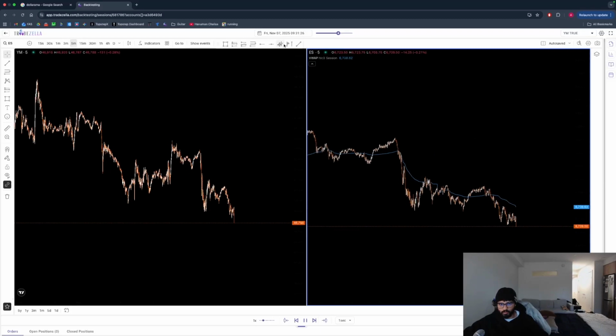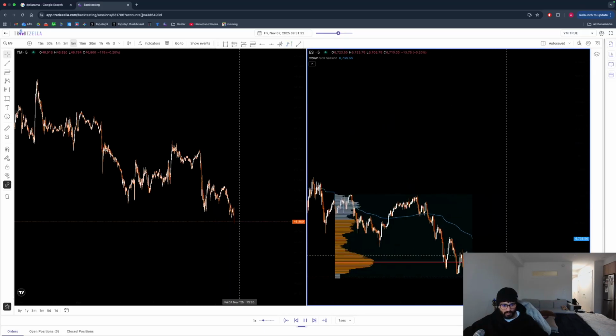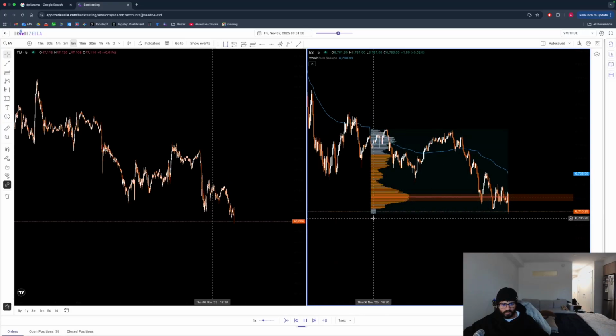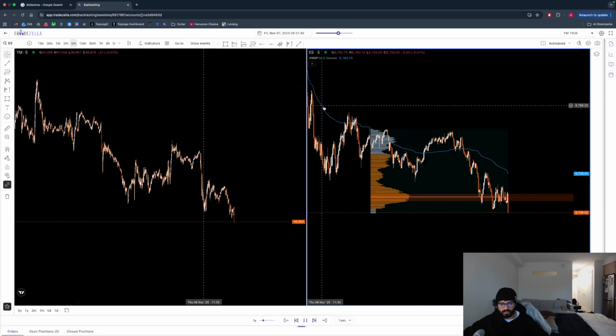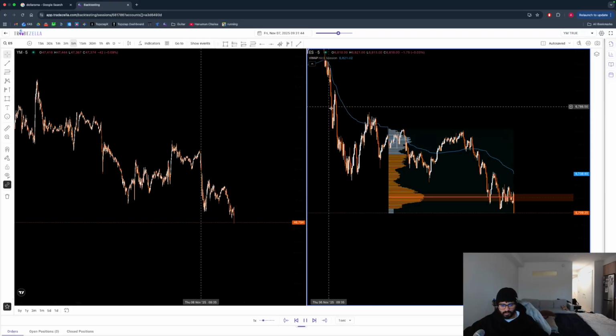First thing, we'll draw the overnight profile from 1800 to now. I see we have a nice big HVN in front. And yesterday's value levels from 9:30 to 16:00.